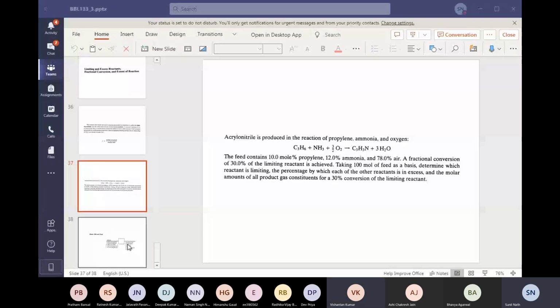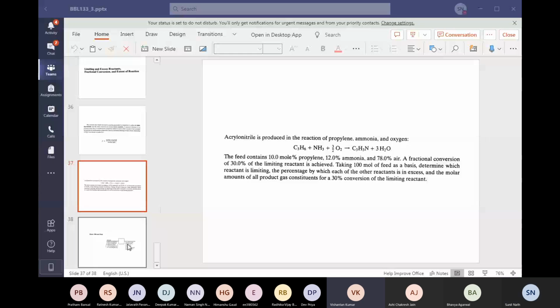Ammonia upon C3H6 is 1.2 because 12 moles upon 10 moles. So that cannot be limiting either. So ammonia cannot be limiting, and you just now told me oxygen cannot be limiting. So propylene is limiting, and 30% of it is converted. So that's 3 moles out of 10 moles converted into the product. But first find out how much of ammonia and oxygen are in excess.